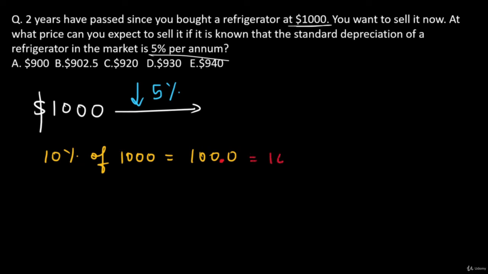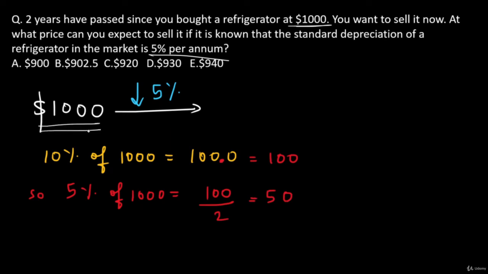All right. So we need 5%. So you have to just find half of 10%. That would be 5%, right? So that's 100 by 2, which is equal to 50. So you have to reduce the value of the refrigerator by $50. So that's 1,000 minus 50, which is equal to 950. So that's after 1 year.